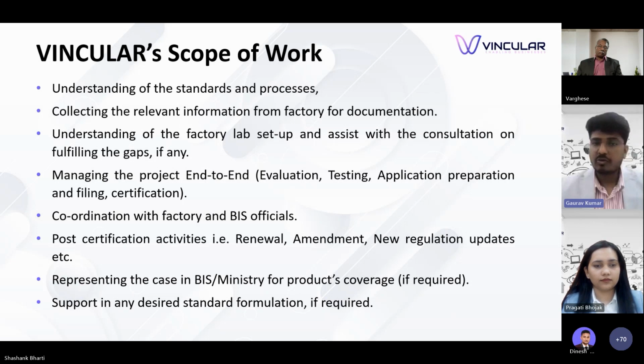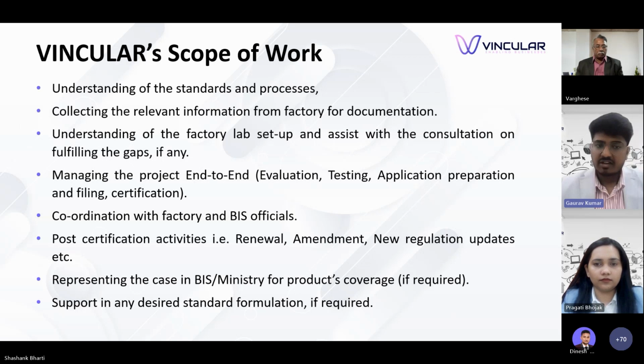We also extend support to applicants to carry out the pre-conformance audit, so that their actual process does not have any surprise elements later on. In the pre-conformance audit, applicants can have a sense of security and safety that whatever process is conducted by the Vincular representatives, whenever the actual audit takes place, nothing goes wrong in the application, because it has already been evaluated by subject matter experts from the Vincular side. Then coordination with the factory and BIS officials, again, will be our responsibility. We will take care of that end to end.